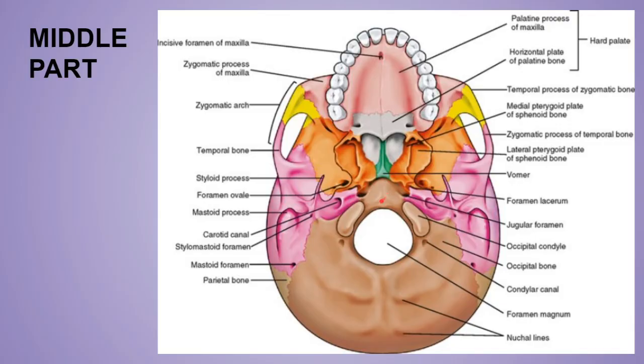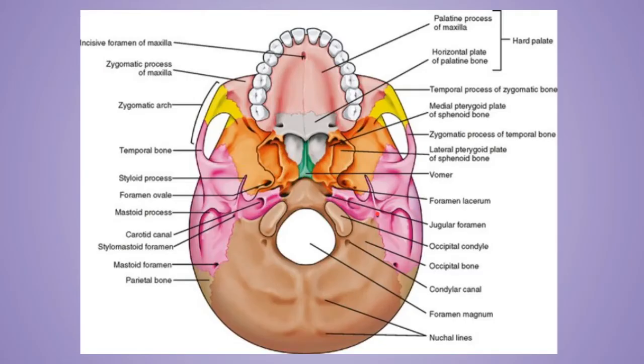Now, as you can see, this is the pharyngeal tubercle in the median plane, a little anterior to the foramen magnum. Okay, now we'll discuss the lateral part.